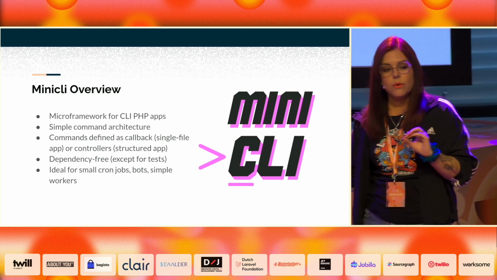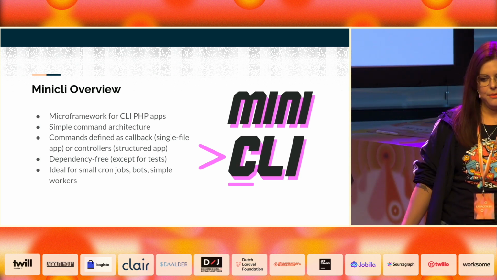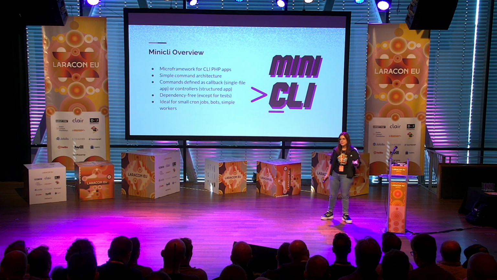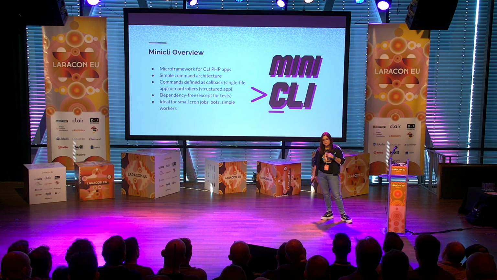It's ideal for small cron jobs, for bots, simple workers. I built a lot of things already with that. Like Rafflebird, which is a thing for raffling things on Twitter, like getting a random person from the replies. I also built a Twitch bot and, well, other things, Dynacover and many other things.